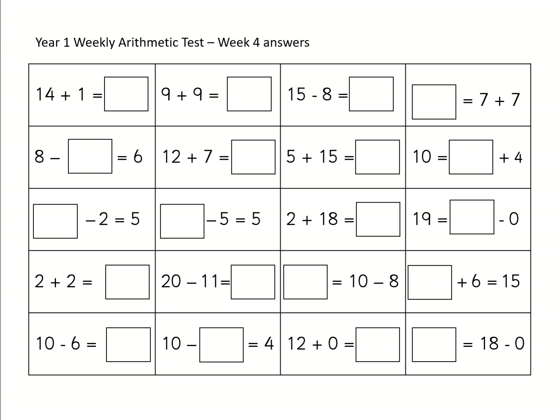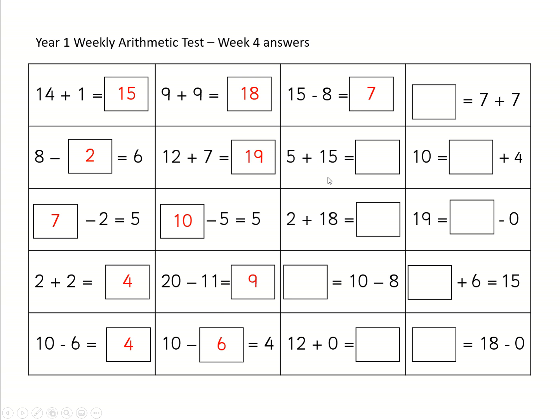Okay, so welcome back, and here are the answers. 14 plus 1 is 15. 8 minus something equals 6. The something is 2. Something minus 2 is 5. The answer is 7. 2 plus 2 is 4. 10 minus 6 is also 4. And remember, grown-ups, you can always pause at any moment. 9 plus 9, 18. 12 plus 7, 19. Something minus 5 makes 5. Well, that something is 10. 20 minus 11 is 9. 10 minus something equals 4 is 6. 15 minus 8 is 7.